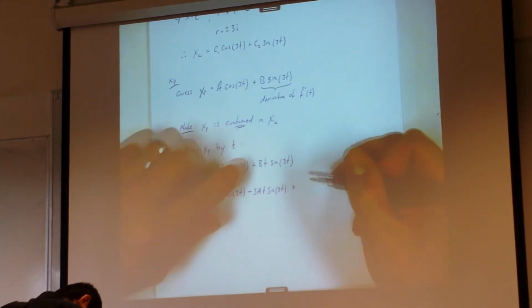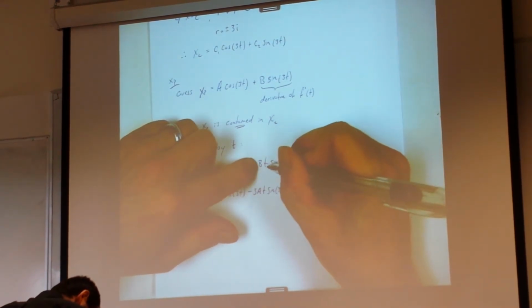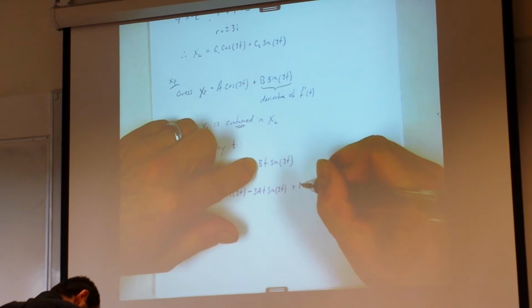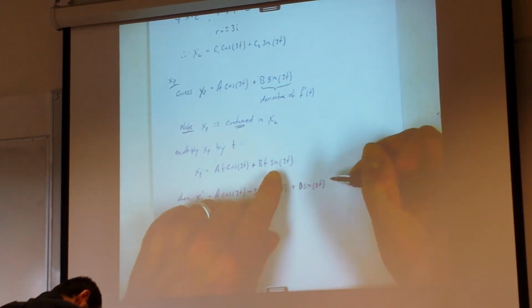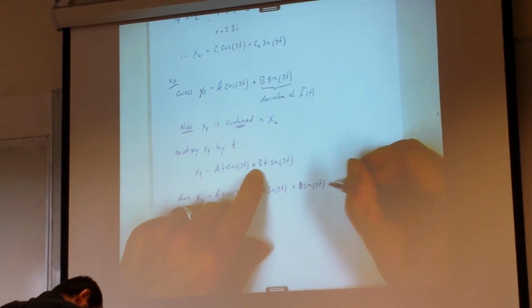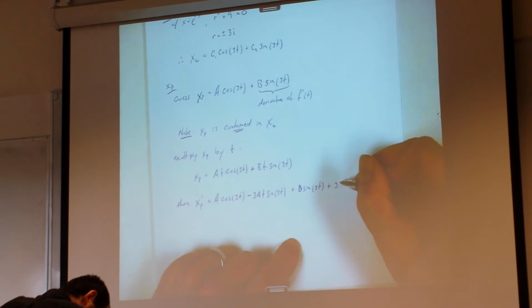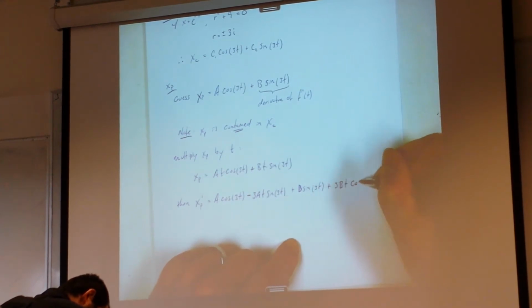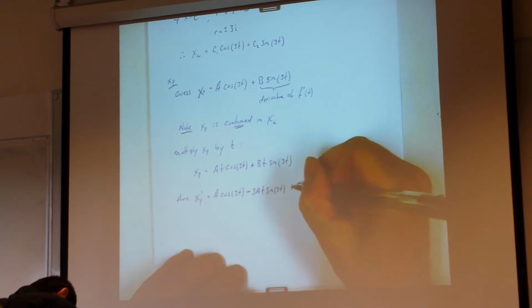Plus, and then let's start finding the derivative of this guy. Derivative of the first, that's just going to be b sine 3t. Derivative of sine is positive cosine, so it's going to be plus. The 3 pops out, so I'm going to have 3bt cosine 3t. And then the fun part, we get to take the second derivative.